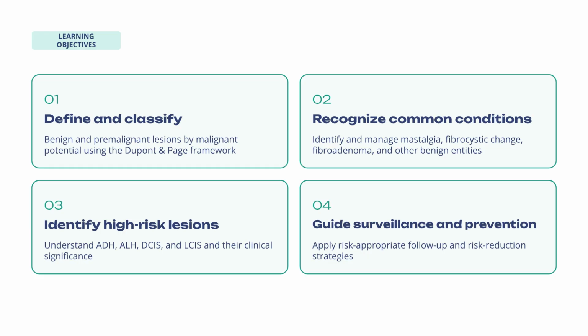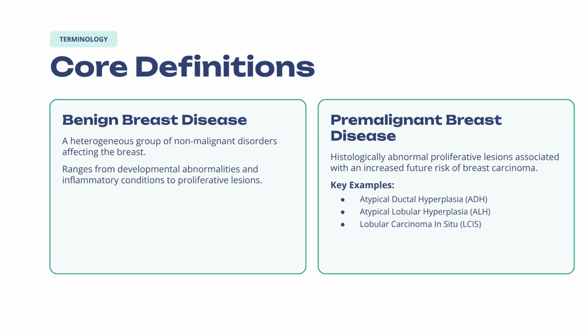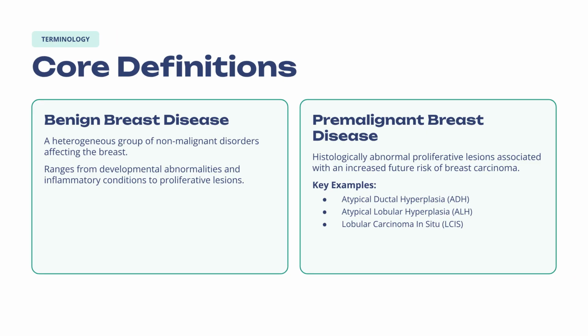Our learning objectives for this video are to define and classify breast lesions, recognize common benign conditions, identify high-risk lesions, and guide appropriate surveillance and prevention. Core definitions distinguish between benign breast disease, a broad range of non-malignant conditions, and premalignant disease, which involves lesions that increase the risk of future carcinoma, such as ADH, ALH, or LCIS.